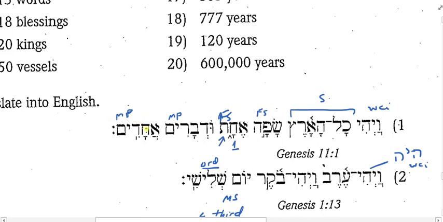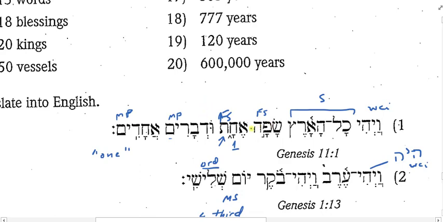This word we understand to be the number 1, but of course that's numerically 1. When it's made plural, it doesn't mean 1, strictly speaking, anymore, does it? It rather ends up meaning something like the same, or maybe one set of. So what it's saying is that the whole earth was one lip and one set of words, or the same words. What does it mean to say this? It means that their language was the same, okay?